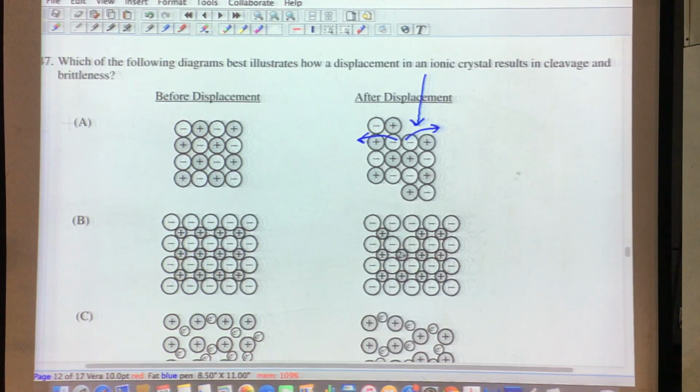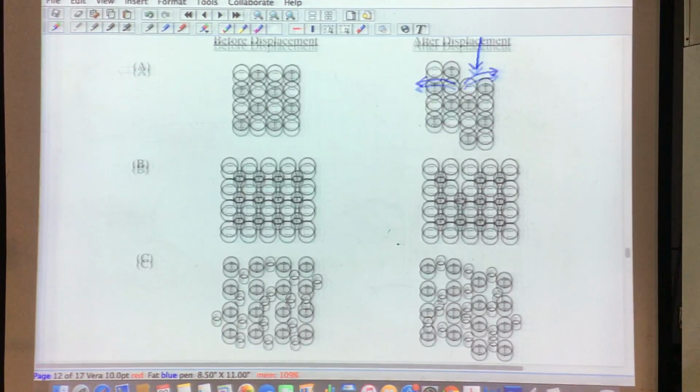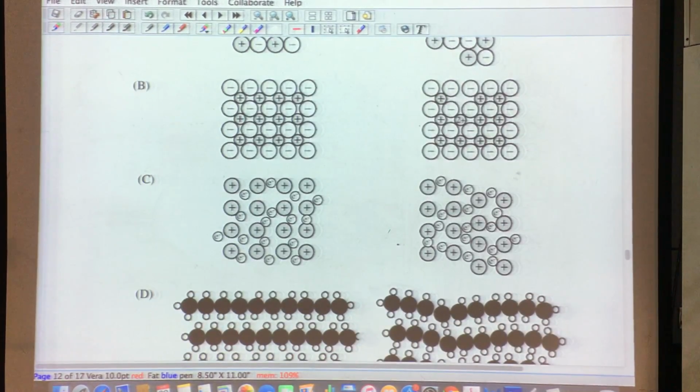This one is showing a scenario where all of a sudden we're adding +2 ions in here. We're doping this. So this is not showing a cleavage, it's showing just the doping of ions. Don't be a dope.